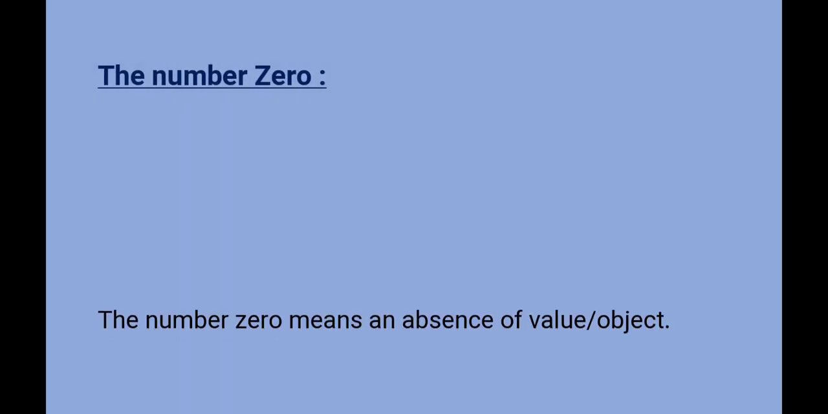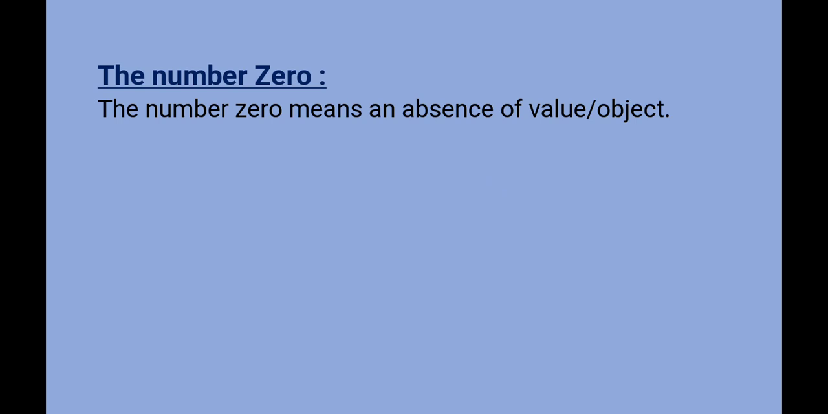Now move to the number 0. What is the meaning of 0? The number 0 means absence of value or object. To represent that there is nothing, we use the value 0. If we have something, we can represent that with the help of half, full, 5, 7, with the help of any number. To represent nothing, we have to use 0. In that case we can say absence of value or absence of object.